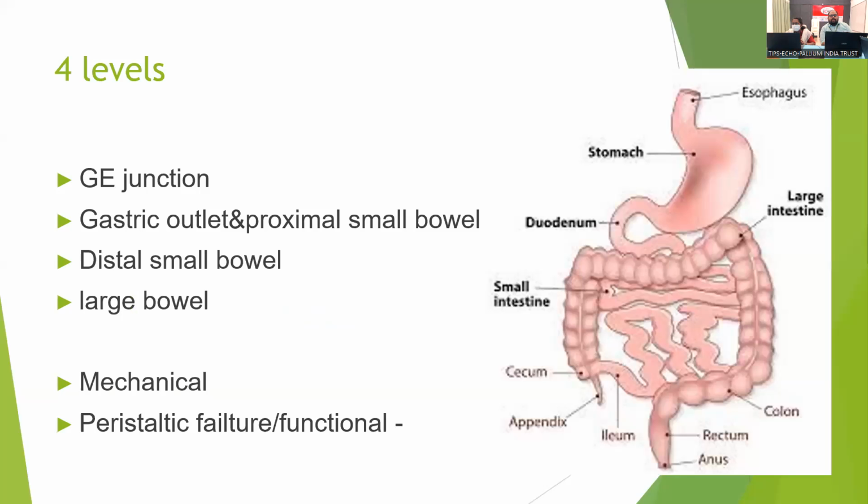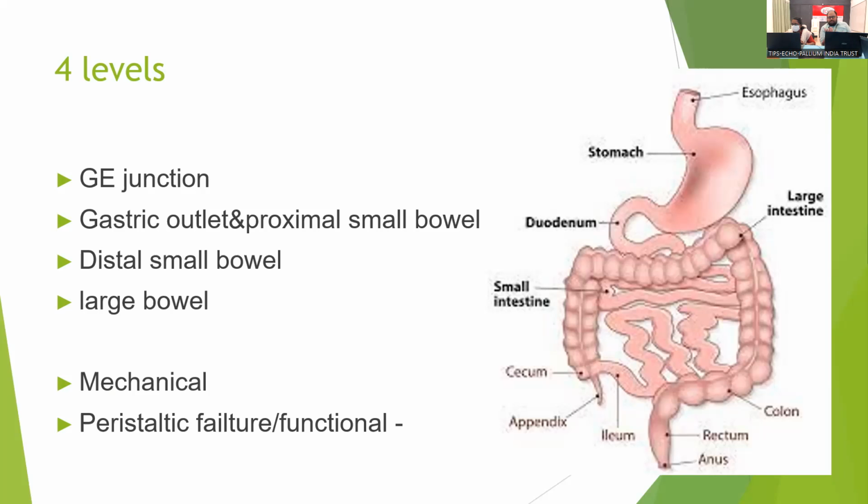For ease of clinical management, we can classify bowel obstruction into 4 levels. The first one is the esophageal level, where the most common site of obstruction would be the gastroesophageal junction. Then the gastric outlet and proximal small bowel. Then the distal small bowel and the large intestine. These are the 4 levels that we classify in bowel obstruction.